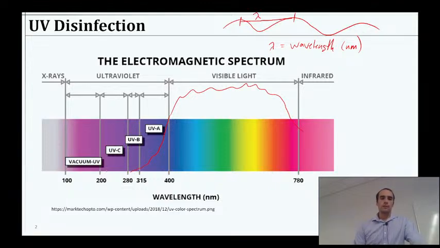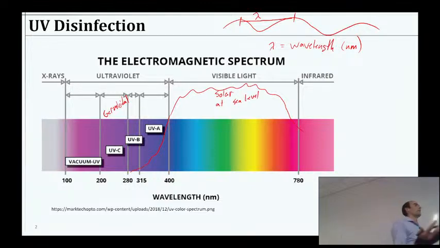So UVC then we typically define around 200 nanometers to 280. When it comes to killing germs, this is the good stuff. So we'll say this is germicidal. So this here would be kind of solar at sea level. This is the solar light we would receive through the atmosphere. So thankfully we don't get any germicidal light.